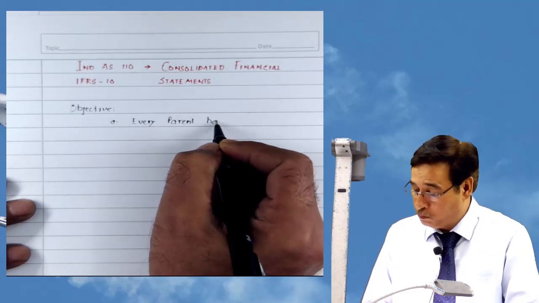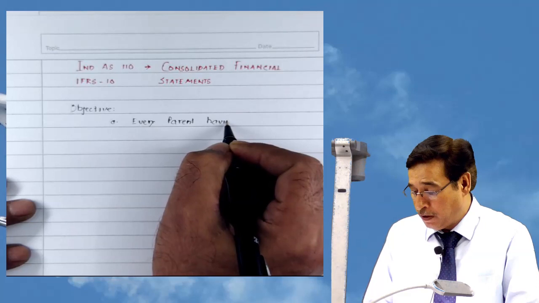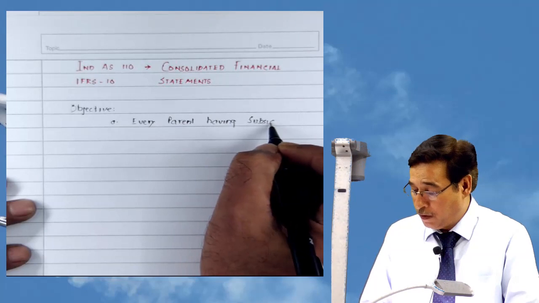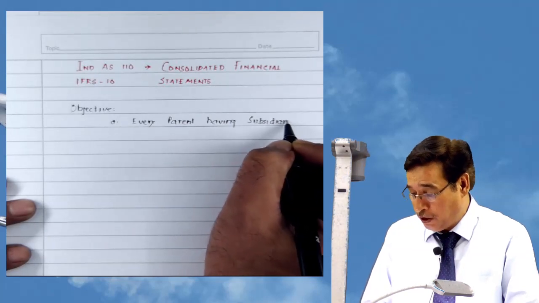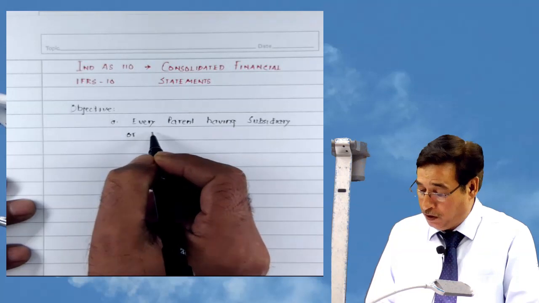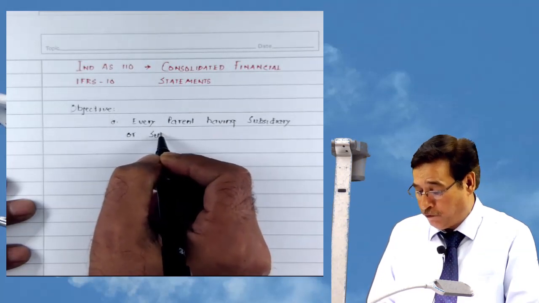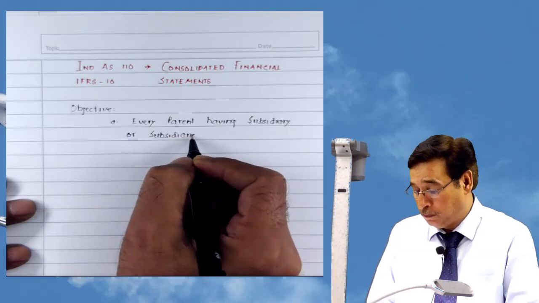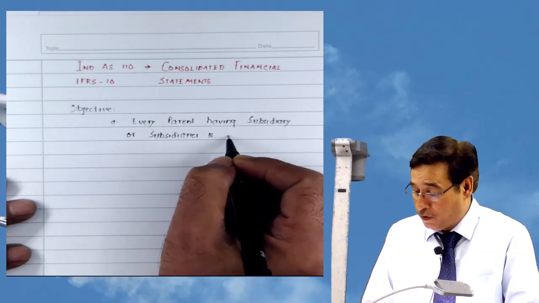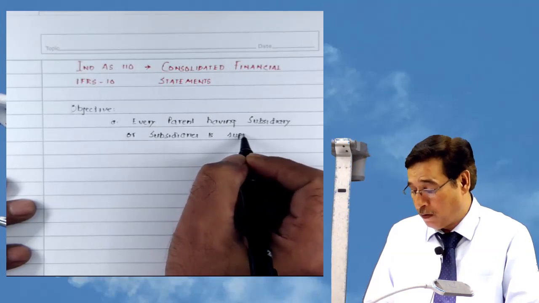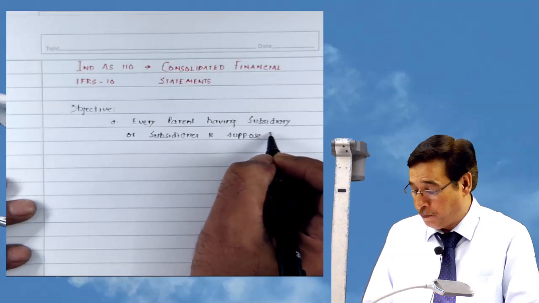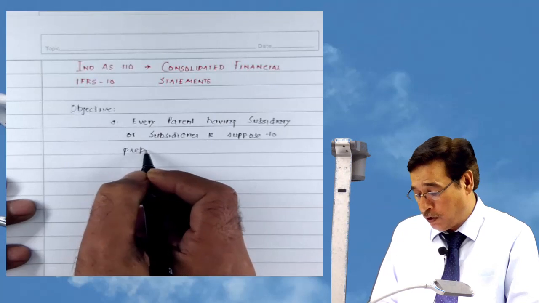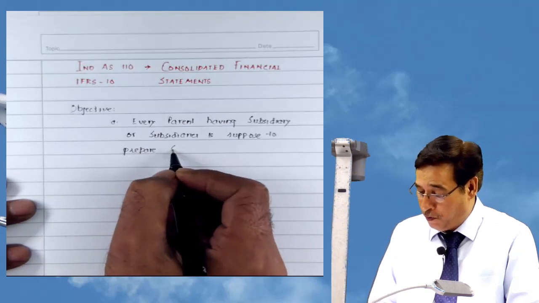having subsidiary or subsidiaries. You may have one subsidiary, you may have more than one. Every parent having subsidiary or subsidiaries is supposed to prepare, what? Consolidated financial statement. I will write in short form.